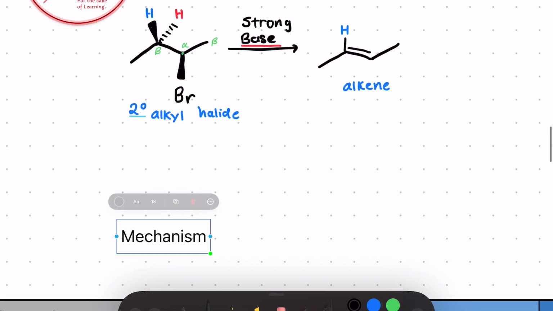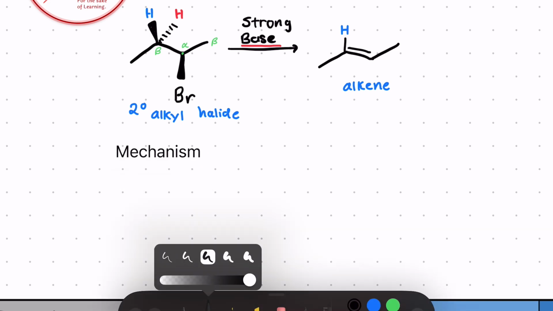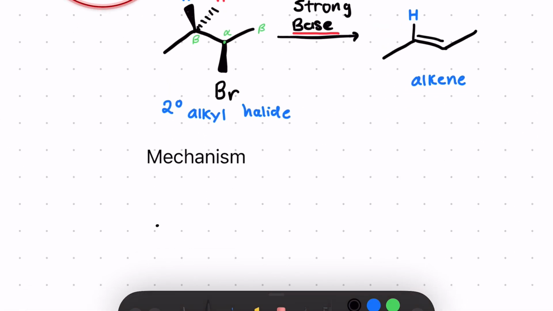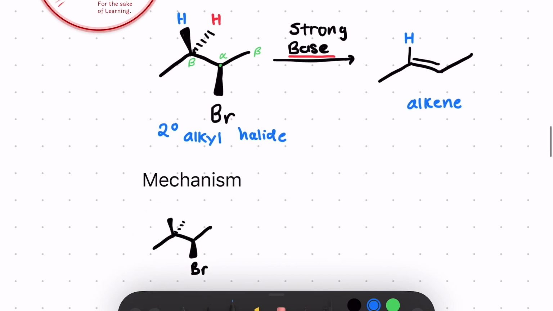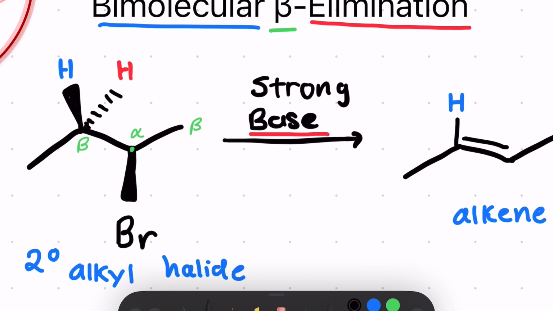All right, so I'm going to go ahead and go through this mechanism, and hopefully the beta anti-periplanar and all that jazz will start to make sense. So I'm going to redraw this alkyl halide, and as I'm drawing this out, you'll notice that in the reaction scheme, I have 2 hydrogens highlighted in different colors, okay? I have a blue hydrogen and I have a red hydrogen. Now, this difference is important because if you look at our product here, the blue hydrogen is the only one left. The red hydrogen is gone.